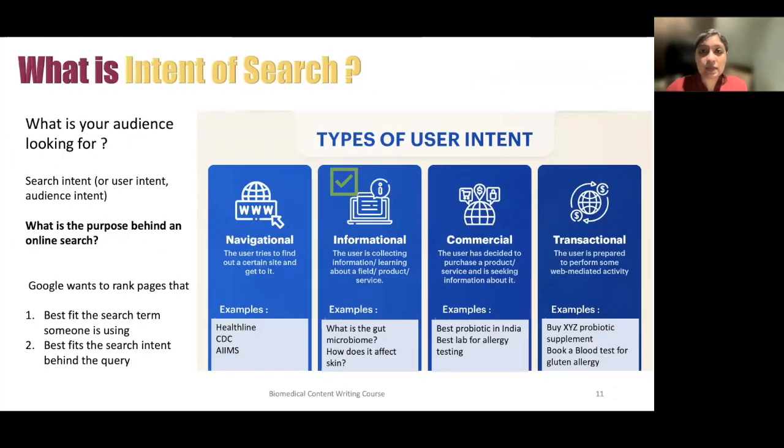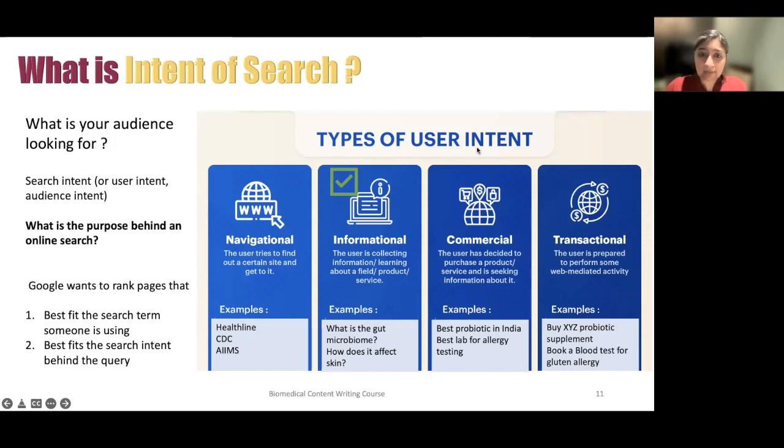Which brings us to what is intent of search. There we're looking at what is the purpose behind an online search? With what purpose does a person go to Google to look at a particular piece of content, right? And Google wants to make sure that it is accommodating to that person, that it finds the best fit for the search term that someone is using, and it throws up information that fits the search intent behind the query. So here we're looking at the 4 types of user search intent.